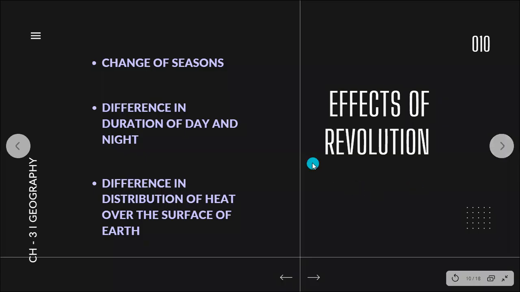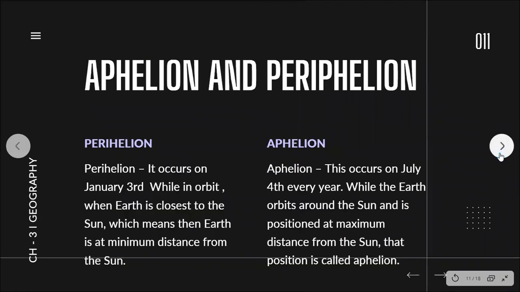Okay. Next is effects of revolution. What happens because of revolution is a change of seasons, difference in duration of day and night, and difference in distribution of heat over the surface of the earth. Now, let's take up these.